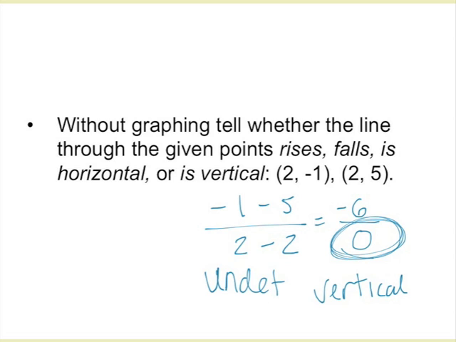0 on the top is okay. 0 on the top is just equal to 0. So if in a problem you do your slope and you end up with like 0 over 2, that's 0, and that would be a horizontal. But if 0 is on the bottom, that's a problem. That is undefined and it creates a vertical line.